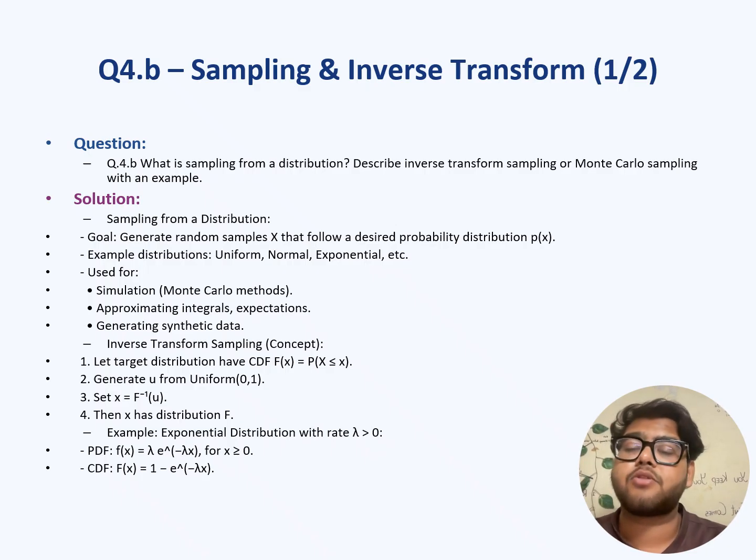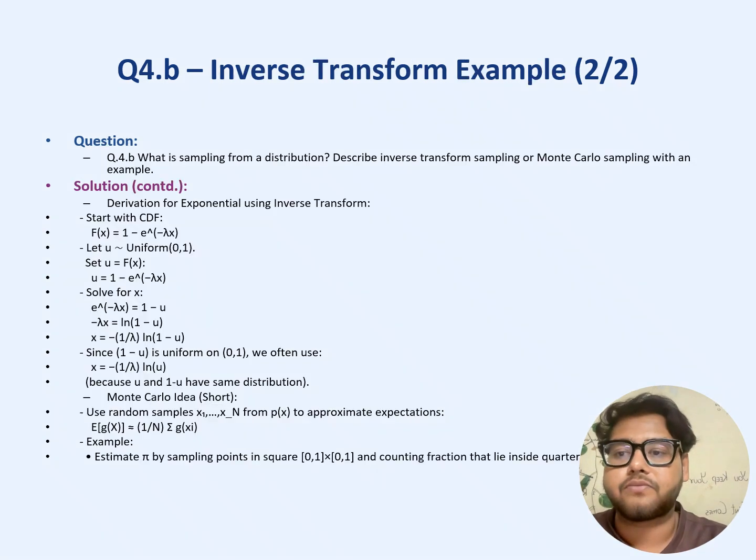Inverse transform sampling: let the target distribution have CDF F. Generate U from the uniform distribution. Set x equals F inverse of U. Then x has distribution F. Example: exponential distribution with rate lambda greater than 0.